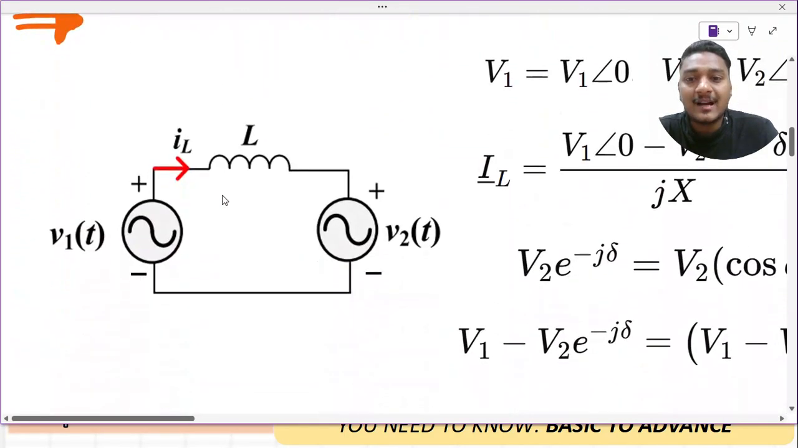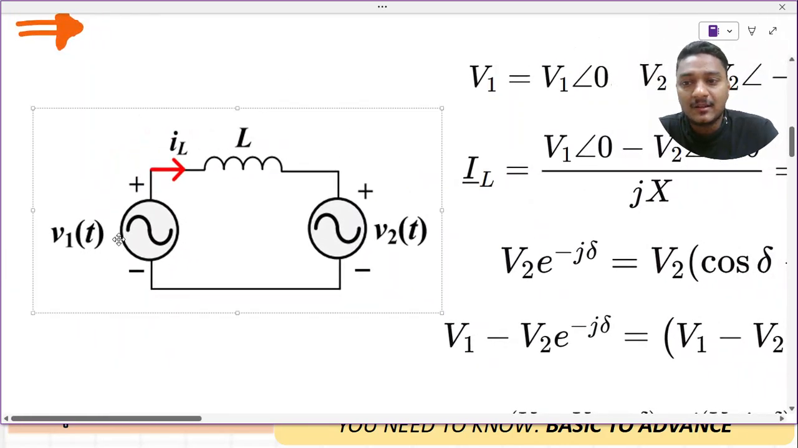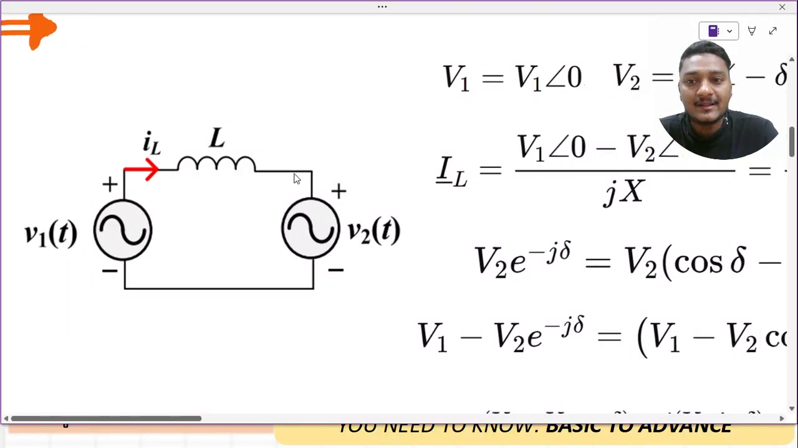Now let us start our discussion. Let us assume a circuit where two AC voltage sources are there, one V1 of t and another V2 of t, with the current IL flowing through, and some inductance L of the line. It is just a kind of short transmission line. You know that the primary side voltage is there, the secondary side voltage is there, and L is the inductance of the transfer line, that is the XL.